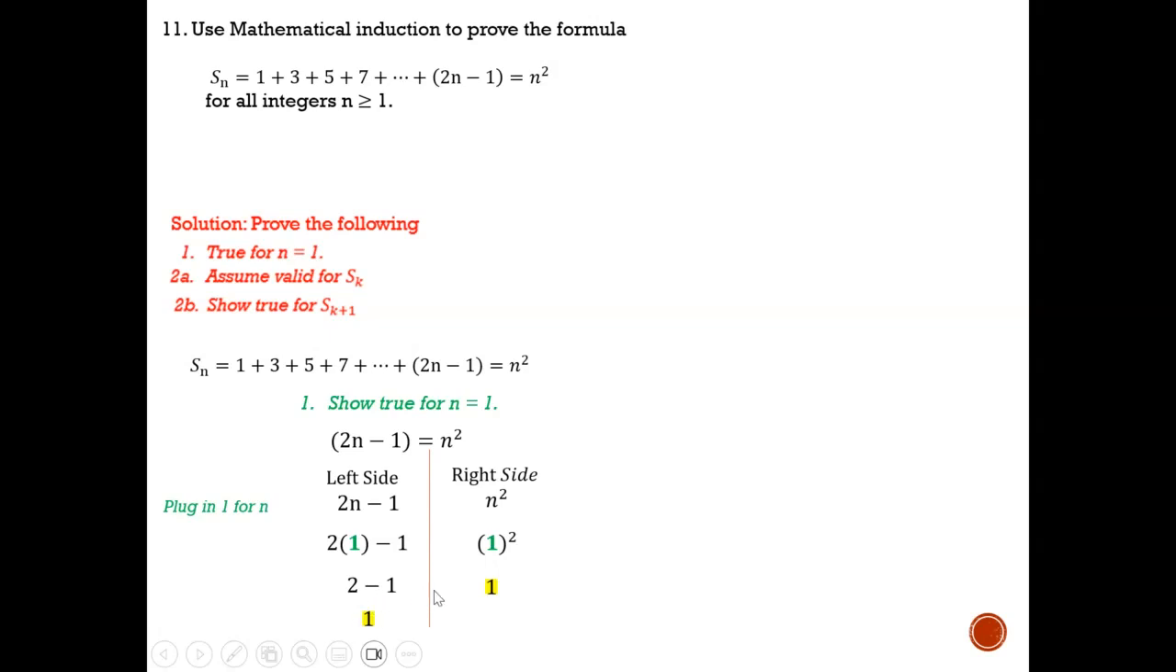But don't assume that it has to equal 1. No, they just have to equal each other. This might be a 3. If 3 equals 3, 4 equals 4, they have to be equal to each other. That means that I can proceed to the second step, which I'm going to do on the next slide.